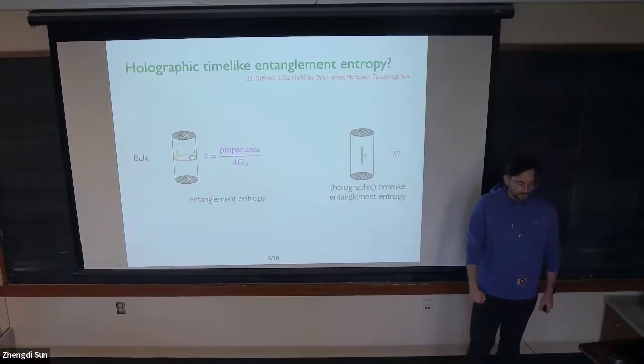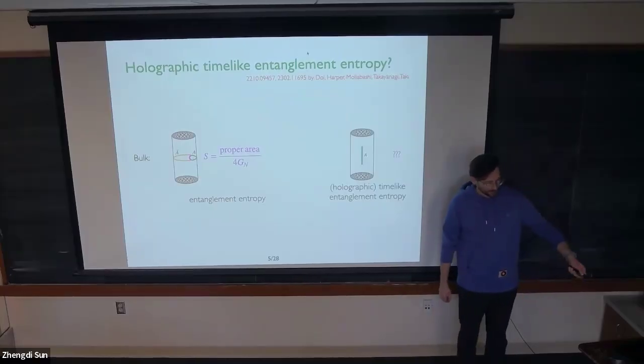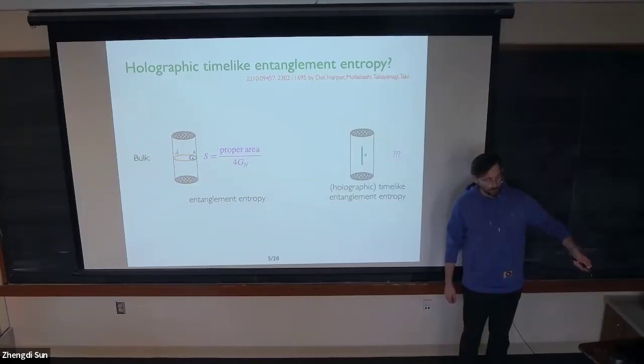Okay. So the question that I want to address in the remaining 35 minutes is what is the holographic interpretation of such a quantity that I'm going to call holographic timelike entanglement entropy. Let me remind you. For standard entanglement entropy, the idea is that we pick a time slice on the boundary of your asymptotically AdS spacetime. We pick a subregion, and then we look at extremal surfaces anchored at the subregion, and we pick the one that minimizes the proper area.